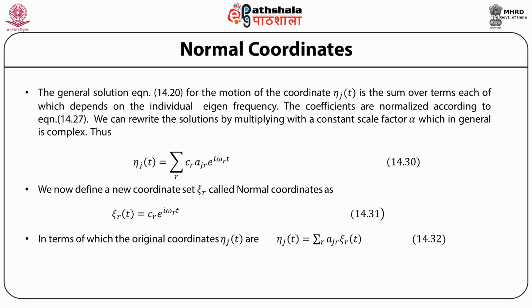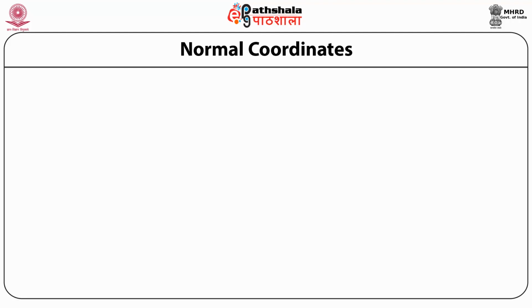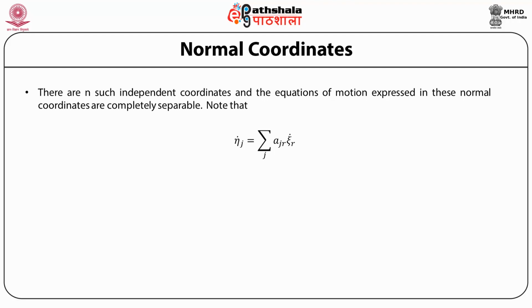That is, the original coordinates can be written in terms of these normal coordinates xi_r. The new normal coordinates now undergo oscillations with only one frequency, omega_r, and xi_r(t) satisfies the equation of motion xi_r double dot plus omega_r squared xi_r is equal to 0. Now, there are n such independent coordinates, and the equations of motion expressed in these normal coordinates are completely separable.